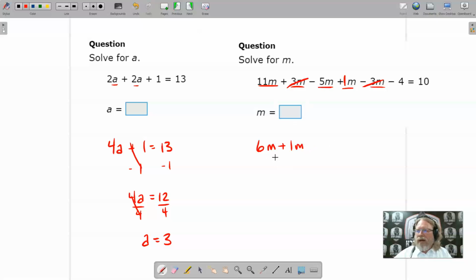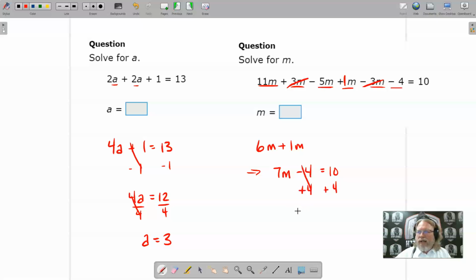1m. And let's go ahead and combine these now at this point here. Let's just go ahead and make that 7m. And now let's go ahead and bring down our minus 4. So all this here got us to this point here, and equals, and let's bring our 10 down. So now I need to add 4 to each side, right, to get rid of this negative 4. Remember what we do to one side, we do to the other.